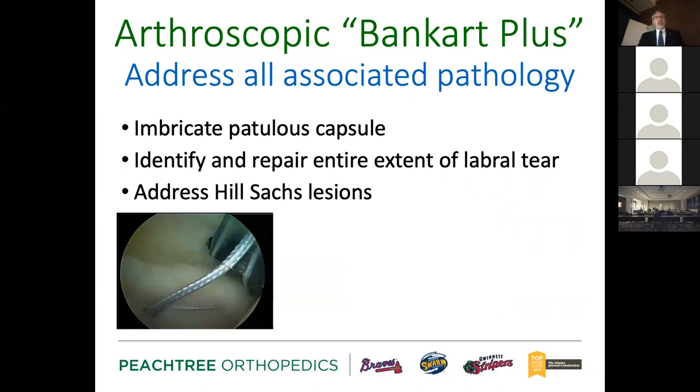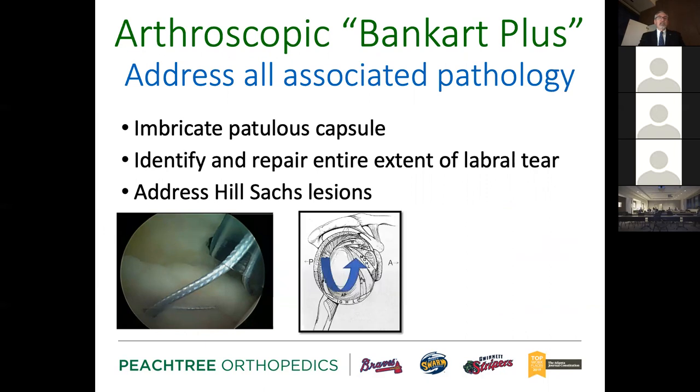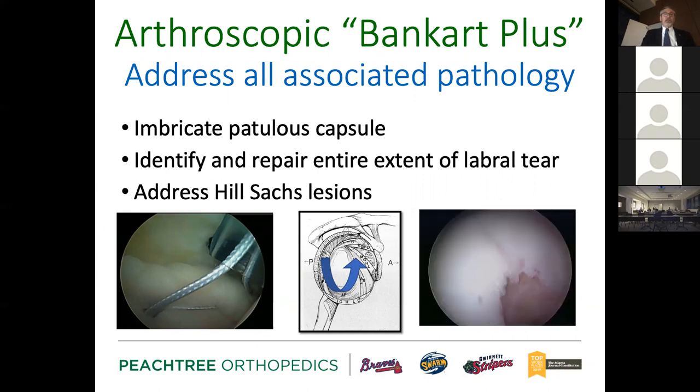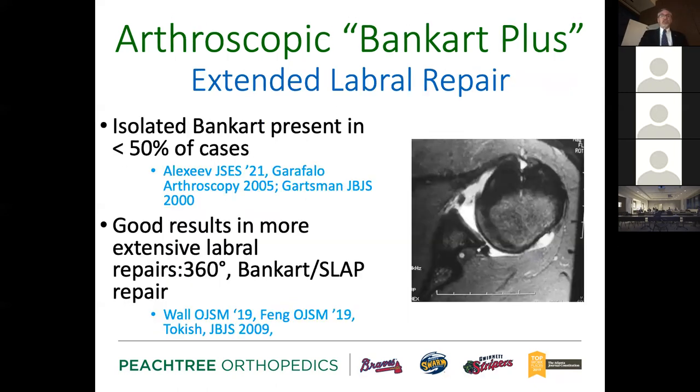So we talk about a Bankart plus operation. So you do a Bankart repair, then you do something in addition to that. And that could be imbricating a patulous capsule. It can be fixing more of the labrum than just that isolated area in the anteroinferior glenoid. And it can also be doing something to address the Hill-Sachs lesion, typically with a remplissage type procedure or not. So what are the limits of those options if you're trying to do this arthroscopically?